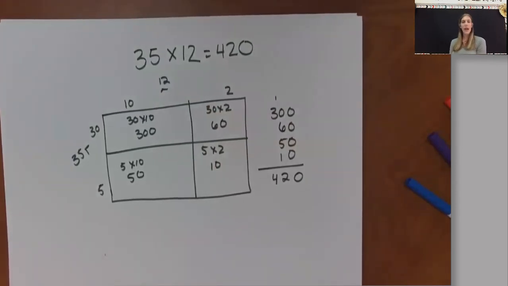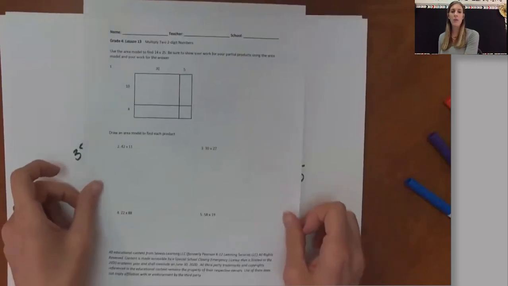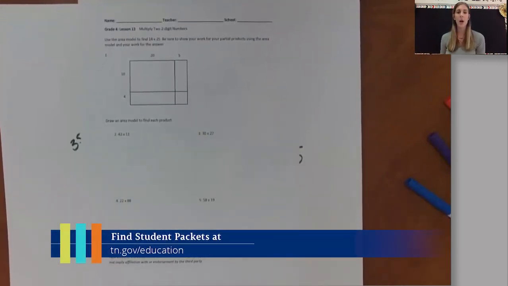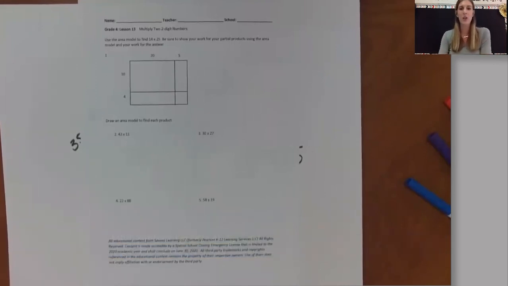Great work, everyone. Today we practiced multiplying two two-digit numbers using area models by breaking apart the numbers with place value. I hope you're seeing how using the area model can help you multiply two-digit numbers easily. You really did a great job. Here's your independent practice for today, which you can get from the screen, or you can go online to www.tennessee.gov/education. Thank you for inviting me into your classroom or to your home again today.